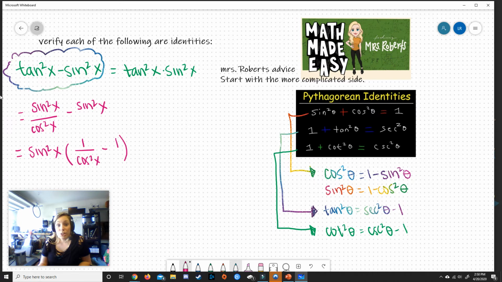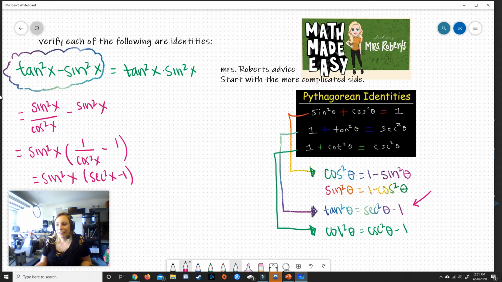Oh my goodness, there's a minus 1 here. What if I could use a Pythagorean property? What if I could use this property? Because that property equals tangent squared of x. Well, let's see. What's 1 over cosine squared of x? Using the reciprocal property, that is secant squared of x.